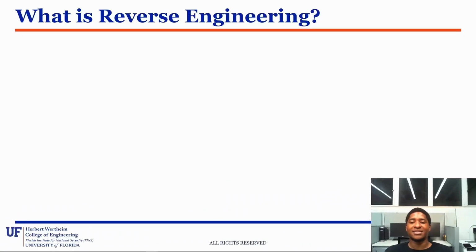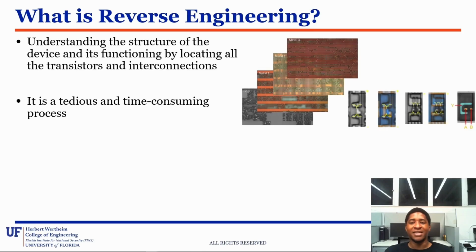So let's answer the question, what is reverse engineering? In simple terms, reverse engineering is simply about understanding how a device is built and what it does. It involves dissecting the device and identifying the various components, like what we try to do with the ICs. In ICs, we focus on transistors and interconnections that come together to create the single unit we discussed in the previous lectures.